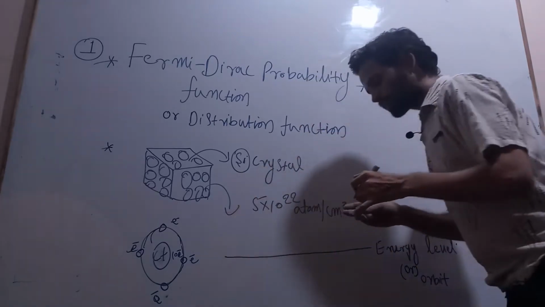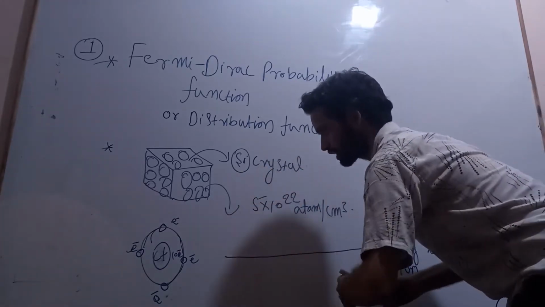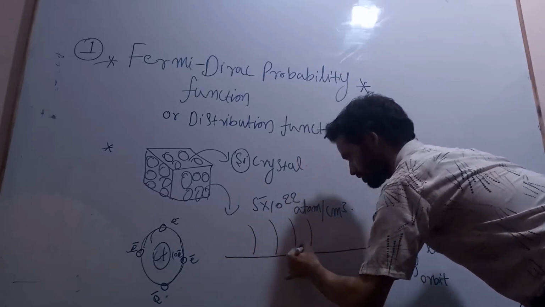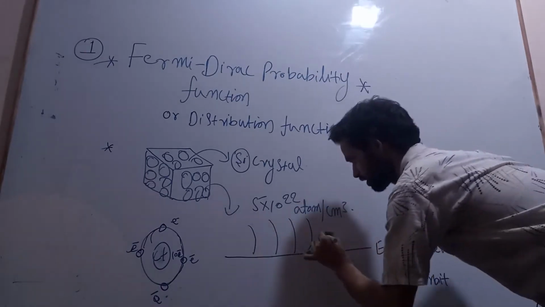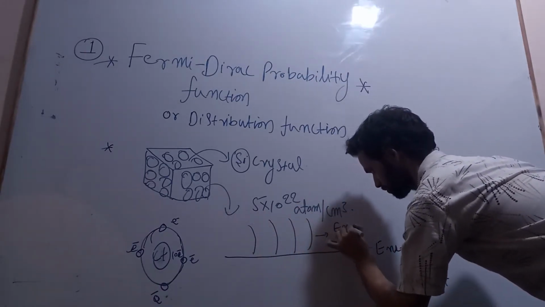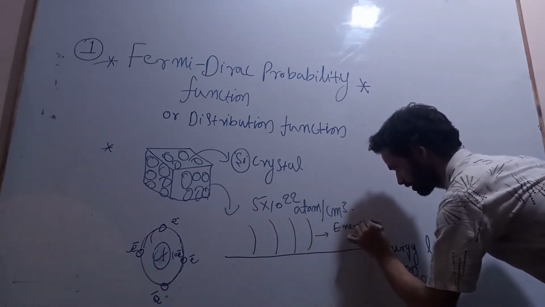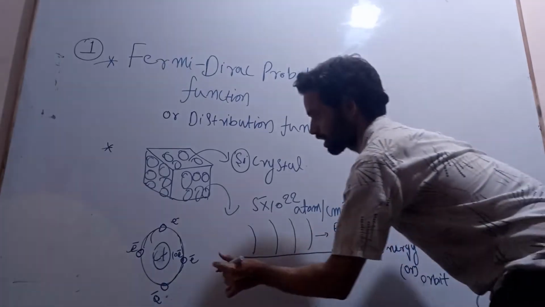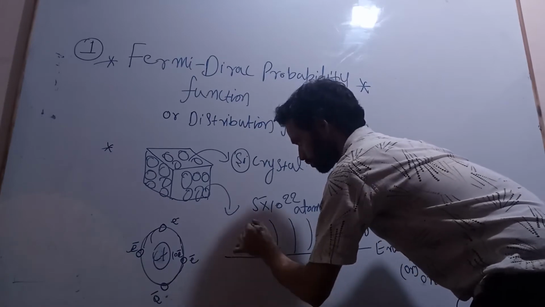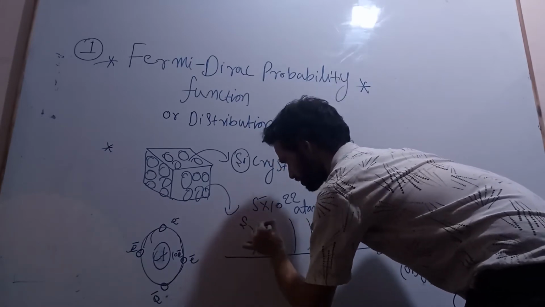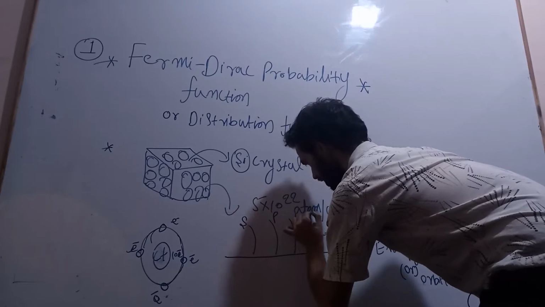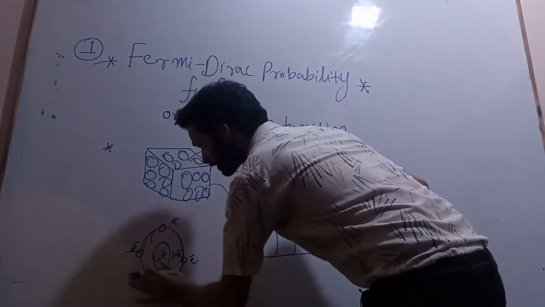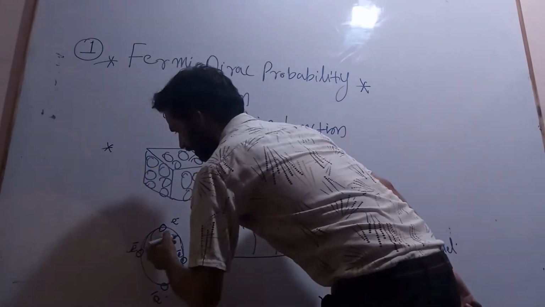Now inside an energy level, what is there? Inside an energy level, there is an energy subshell. Yes, these are energy subshells. How many energy subshells are there? Like the s subshell, p subshell, d subshell, f subshell. Okay, the SPDF subshells. But in the case of the silicon atom, let us see according to the configuration.